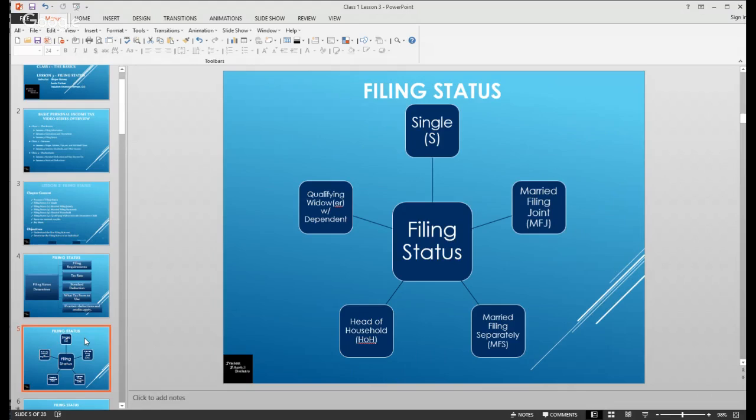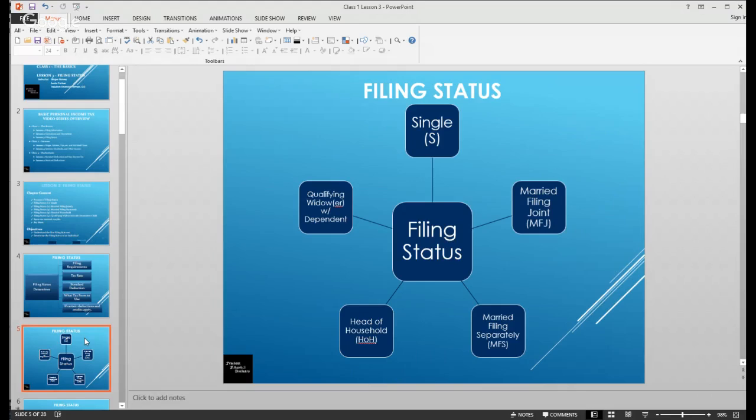The next one is married filing separately. Married filing separately is what you use when you are legally married, but you're choosing to file your return without your spouse. Sometimes people come in and say, I'm married, but I want to file single. You're not married filing single, you're married filing separately. It's its own filing status.